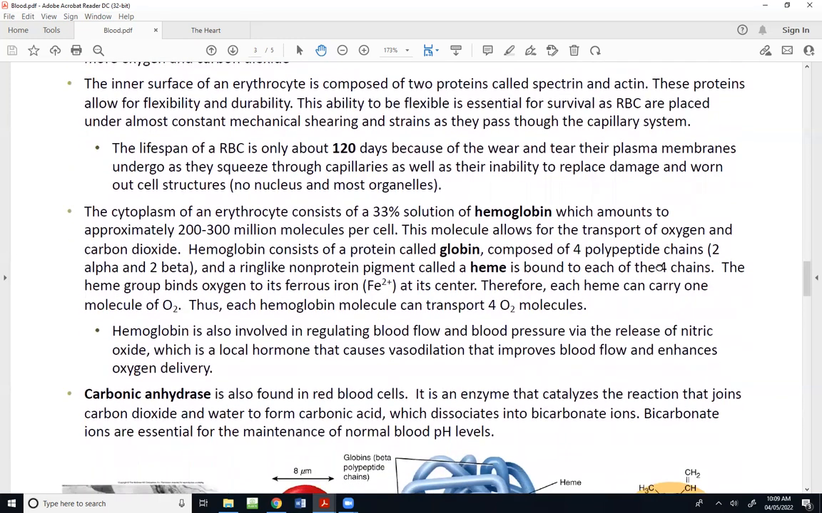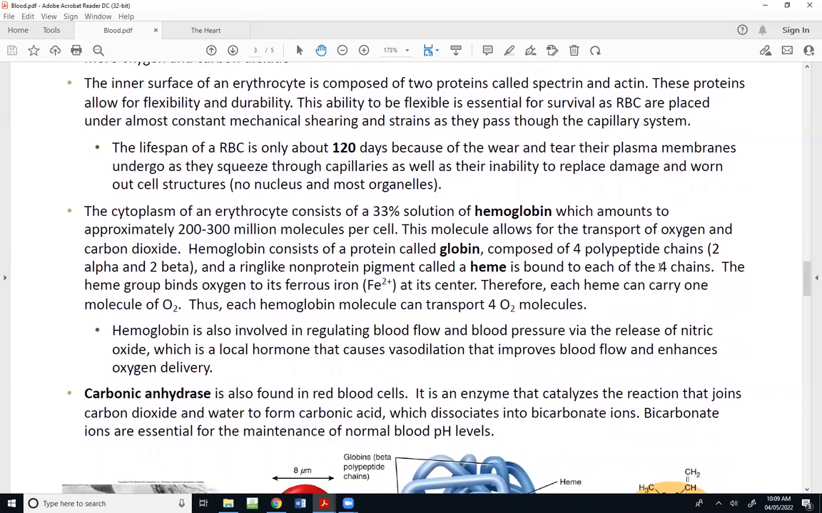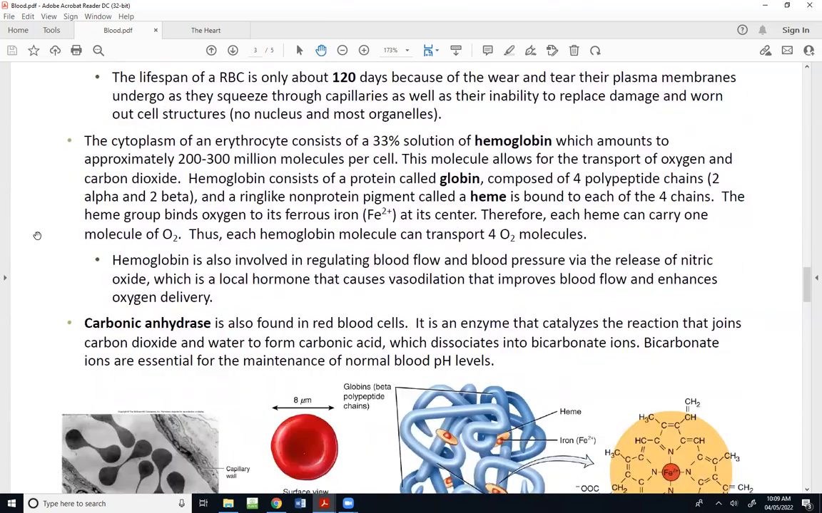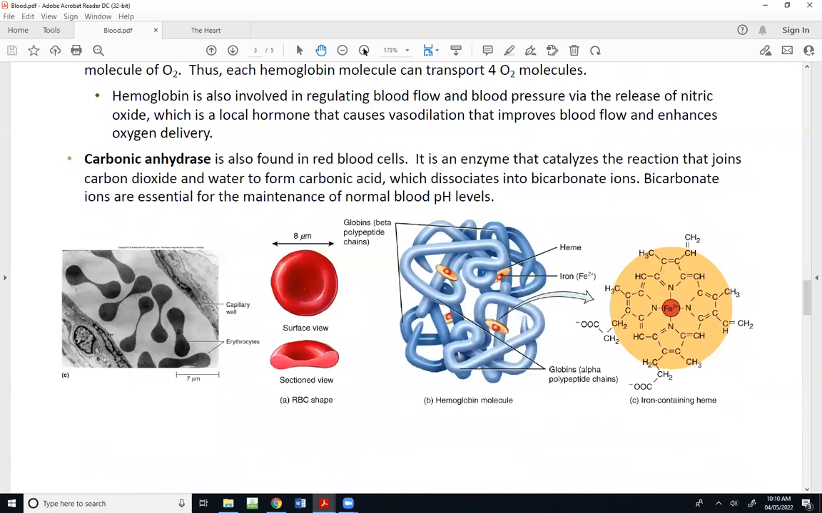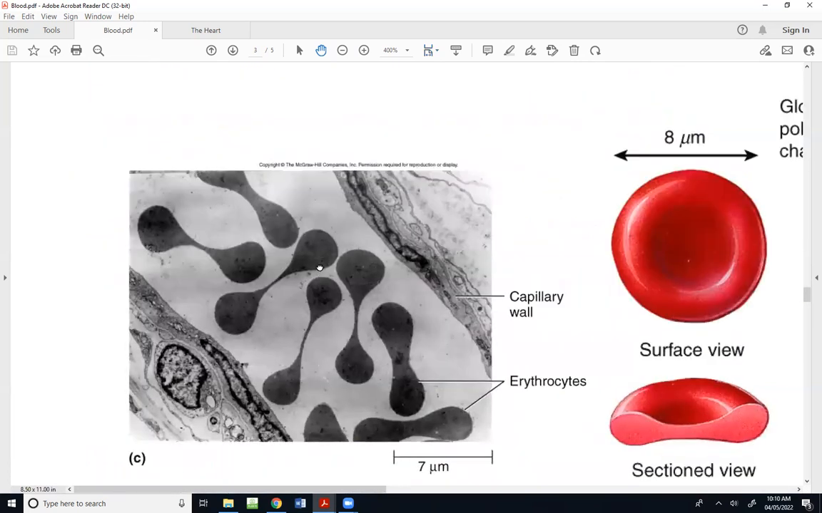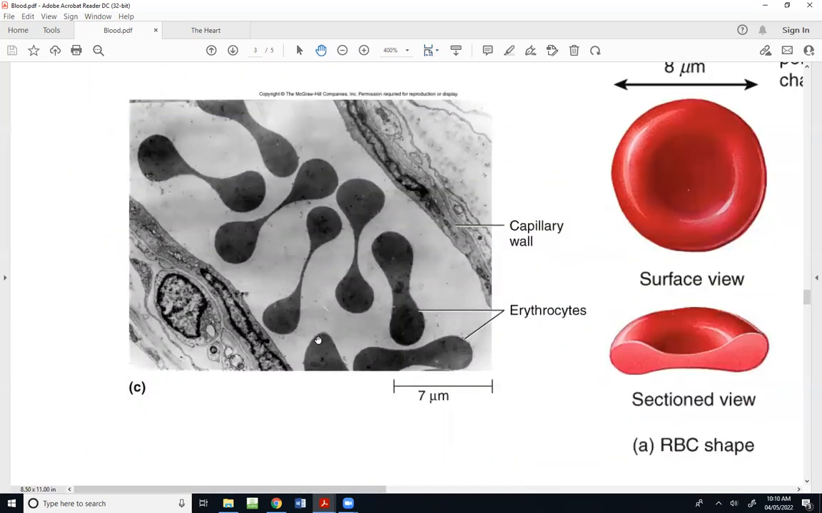Several proteins are associated with red blood cells. The inner surface of a red blood cell is composed of two proteins, spectrin and actin. Yes, that's the same type of protein that we previously learned about in our muscles. But these are very important for the flexibility and durability that our red blood cells must have. Here is a picture of some real life red blood cells passing through a capillary, which is the smallest type of blood vessel that we have in the body.